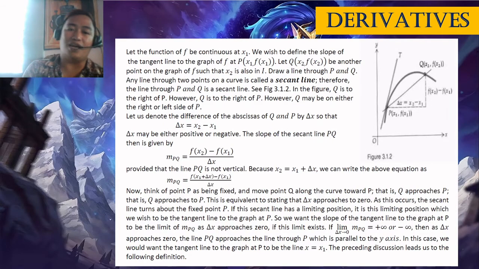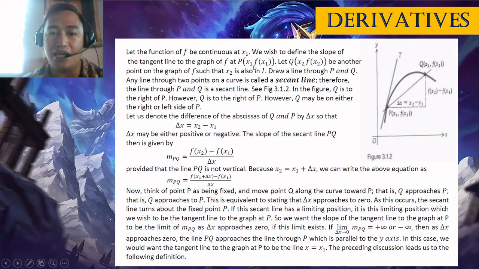So, let the function f be continuous at x sub 1. We wish to define the slope of the tangent line to the graph of f at P. The point P is the ordered pair x1, f of x sub 1. Let Q be the ordered pair x sub 2, f of x sub 2, a point on the graph of f such that x2 is also in I.